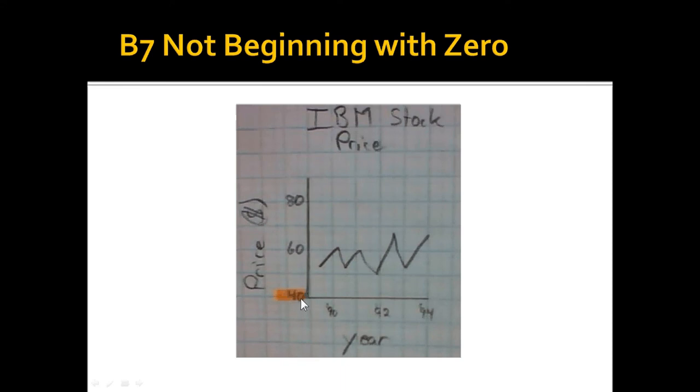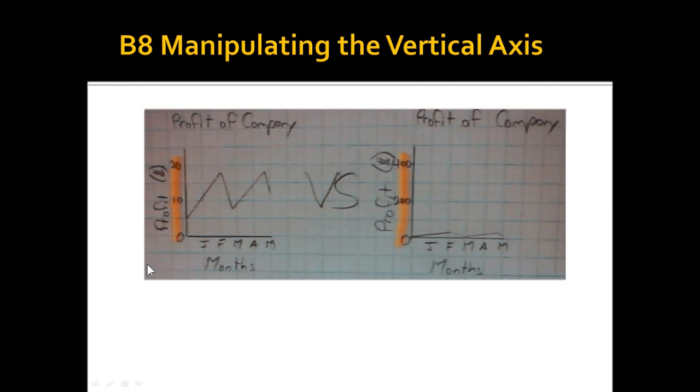Your graphs must always begin with 0. There is a little symbol that you can use to show that it doesn't start with 0, but it's obviously not here. Now you need to look at what we call manipulating the vertical axis. Neither of these graphs breaks rules, but these two graphs are exactly the same data. Look at this graph, giant squiggly. Look at this graph, a tiny little thing here. So all they've done is change the numbers right here on the left.